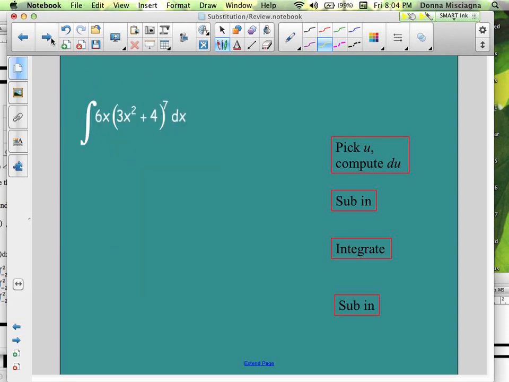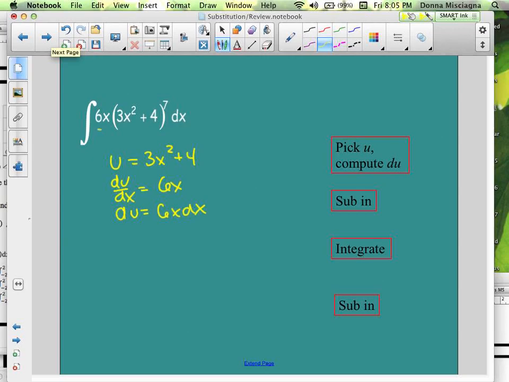All right, so again, I've got blop raised to a power. u's got to be blop. All right, so u is 3x squared plus 4. du dx is going to be 6x. Right, and then multiply both sides by dx. So du is 6x dx. Right, and everything's accounted for except for the exponent, which is no problem.